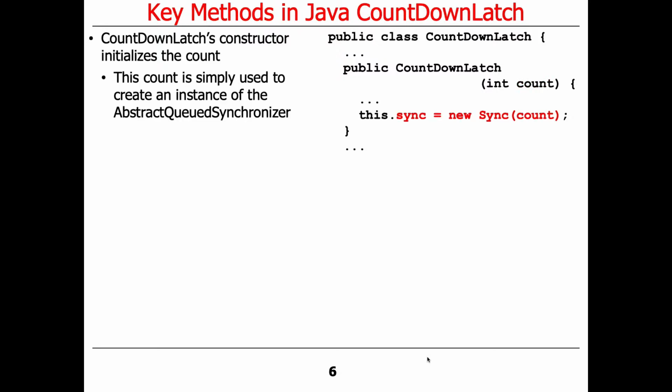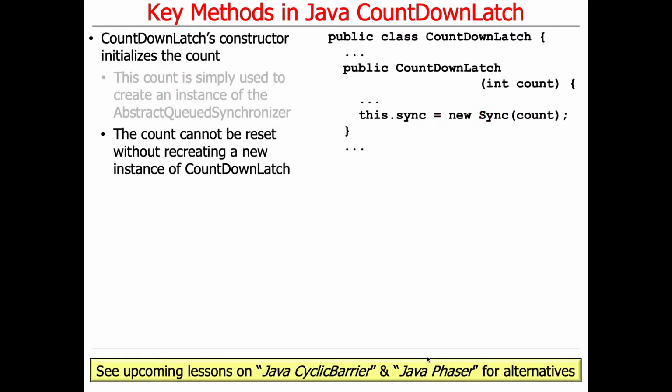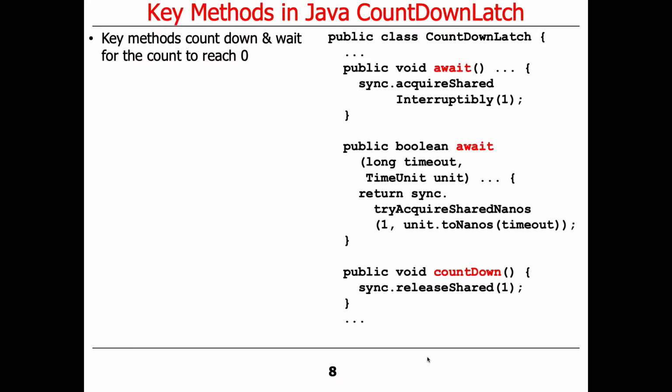And under the hood, it simply creates a new instance of the AbstractQueuedSynchronizer with the count passed in to indicate the initial count. Note that this count cannot be reset without making a new instance of the CountDownLatch. That's why this only works for one-shot barrier synchronizers, not cyclic barrier synchronizers.